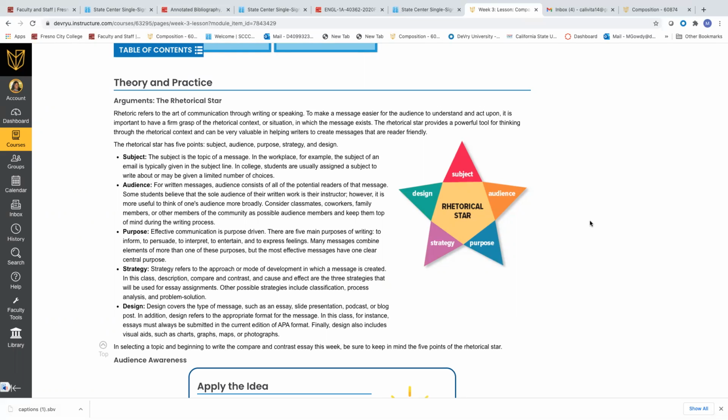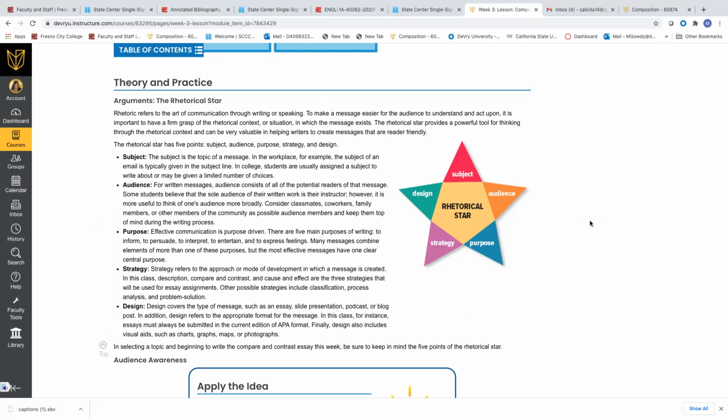So the subject is the topic of the message. For example, in the workplace, the subject of the email is given on the subject line. So college students are usually assigned a subject to write about, or maybe given a limited number of choices. As with this assignment, you are given a number of choices, and make sure you stay within those choices, or consult with me if you decide not to use the assignments that are given.